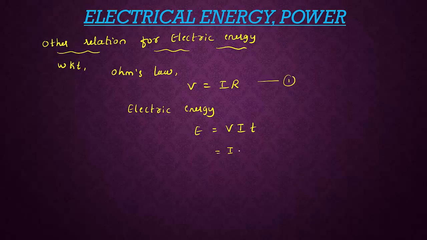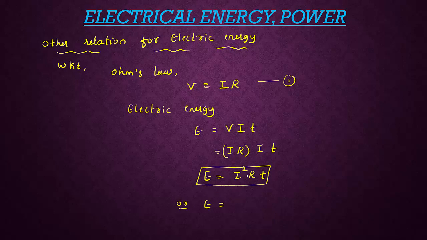In place of V, I can write IR. Remaining is I into T, or I square RT. So E equal to I square RT. We can use this equation.